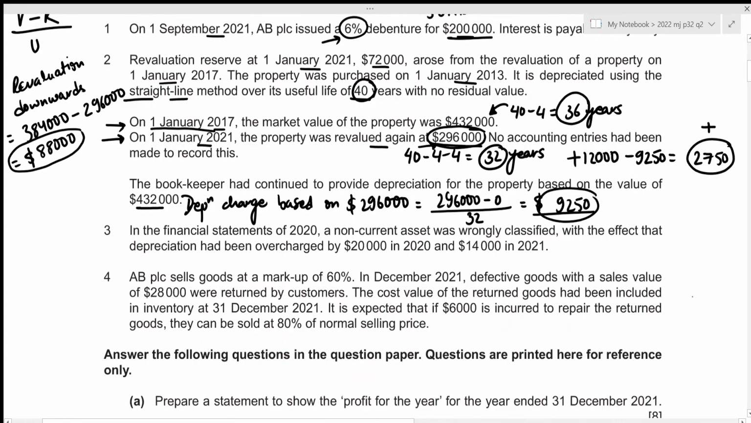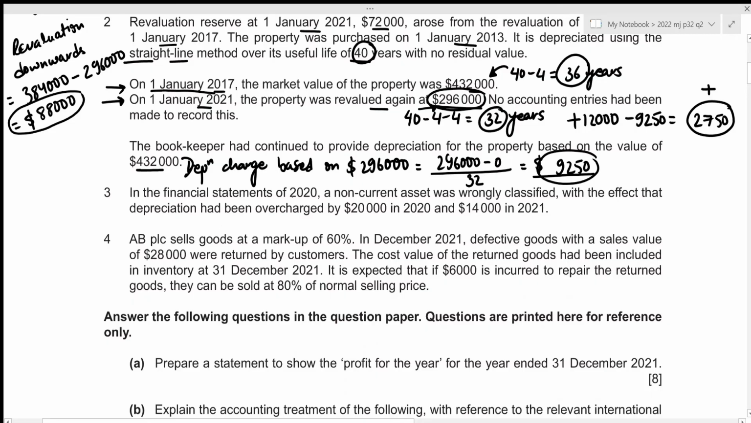Alright, now let's move towards the third information. In the financial statements of 2020, a non-current asset was wrongly classified with the effect that the depreciation had been overcharged by 20,000 in 2020 and 14,000 in 2021. And since we're figuring out our profit for the year ended 31st December 2021, let's talk about this amount of 14,000 first. This had been overcharged.